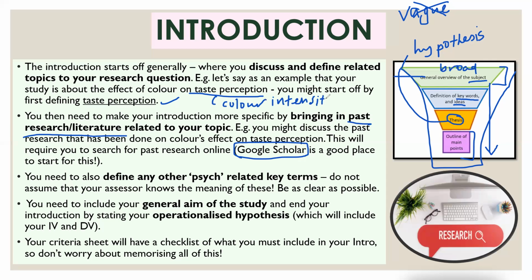So these are all terms that are related to taste perception, and they're all terms that I might include or discuss in my introduction. Okay, you need to include your general aim of the study, and you also need to include the operationalized hypothesis. Now, your criteria sheet will have a checklist of everything that you will need to include. So you don't need to memorize all of this. Okay, this will all be included in your criteria sheet there.